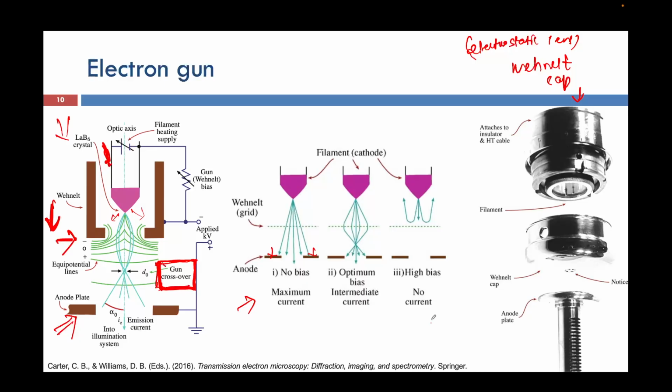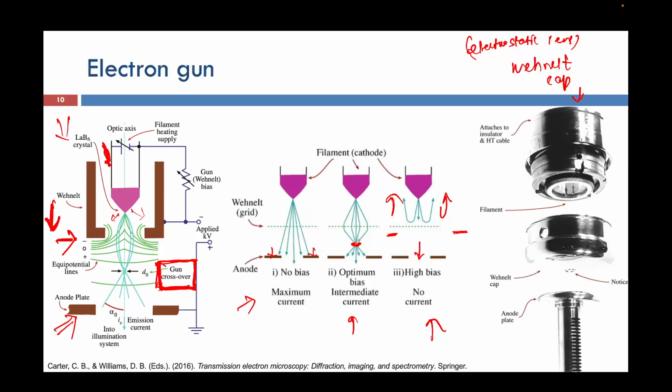If we apply high bias, like in the third case, where we provide a highly negative charge to the Wehnelt grid, then there is a chance that the electrons will go back without hitting. That means we will not get any current here. So in the Wehnelt cap, the optimum bias is always required, which will give us intermediate current, but we will still be able to get a focused gun crossover. This is what is important for us, the gun crossover.